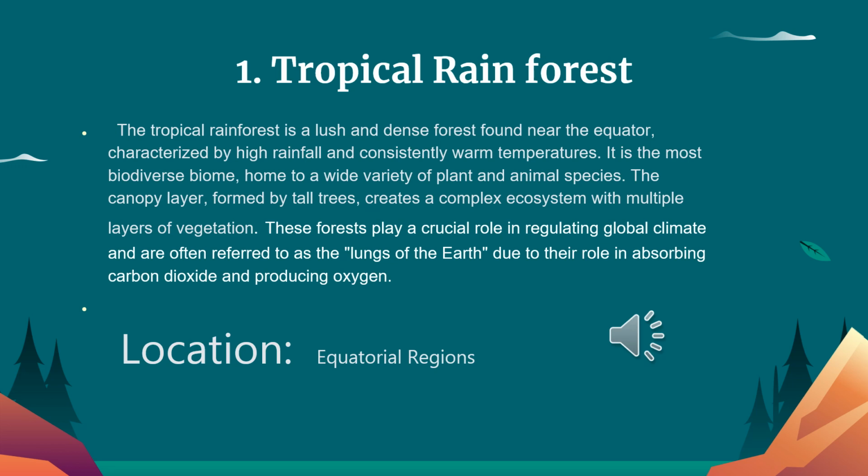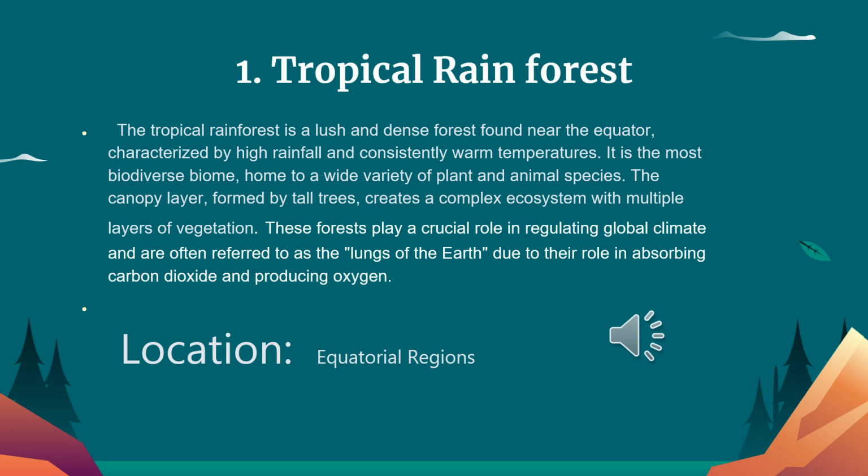because of the lot of trees in it, the sun doesn't reach the ground, so animals go above the trees to get sunlight. The plants in the tropical rainforest make their own food quickly because they absorb all the sun energy and water. It is the most biodiverse biome, home to a wide variety of plant and animal species.